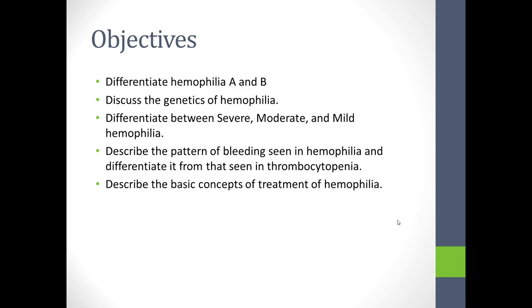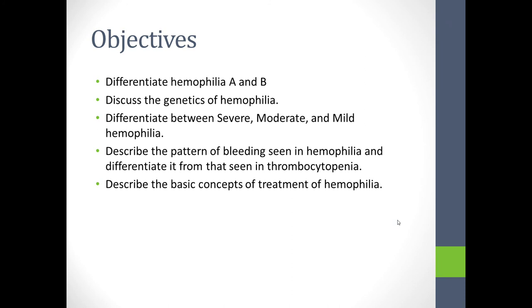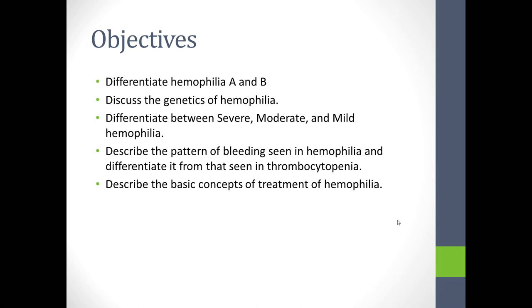The objectives of this video are to differentiate hemophilia A and B, to discuss some basic genetics of hemophilia, to differentiate between the severe, moderate, and mild terms used to describe hemophilia, to describe the bleeding pattern seen in hemophilia and differentiate that from a primary hemostatic disorder such as thrombocytopenia. We're also going to describe the basic concepts of treatment in hemophilia. Specific treatment problems will be discussed in later videos.